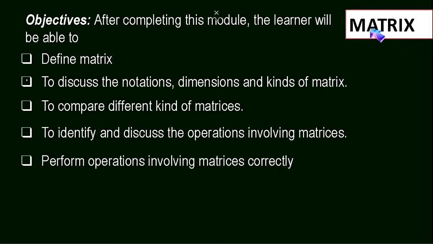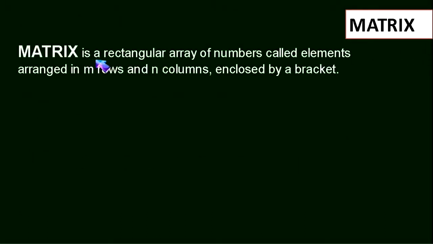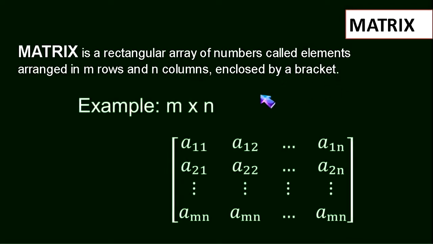So what is matrix? Matrix is a rectangular array of numbers called elements arranged in m rows and n columns enclosed by a bracket. So we have here an illustration of what we call matrix. So that is m by n. So these are the elements. And this m represents the number of rows, and this n represents the number of columns.